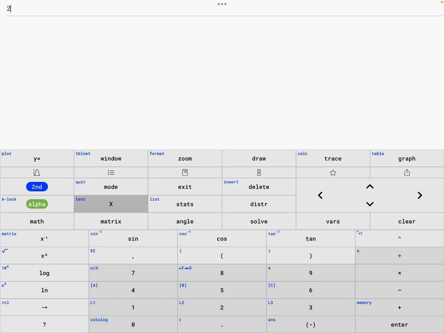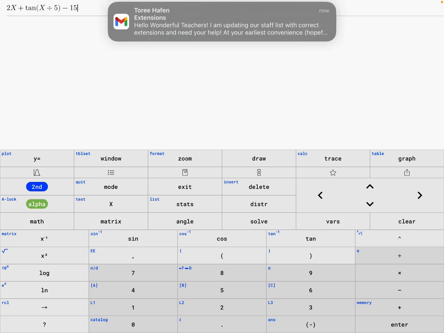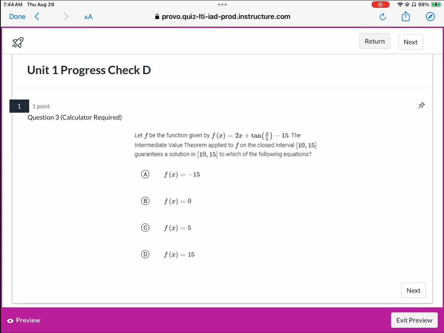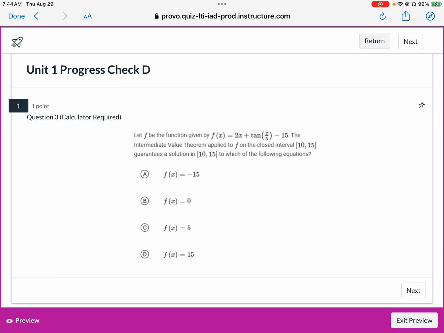But if you do 2x plus tangent, I think it was, tangent of x divided by 5, and then minus 15, you're going to get 2.815. So that is the y value at x equals 10. You can do the same thing for the y value at x equals 15, and then you can check and verify which of these values is going to be in between those values. So that's one way you can do it.